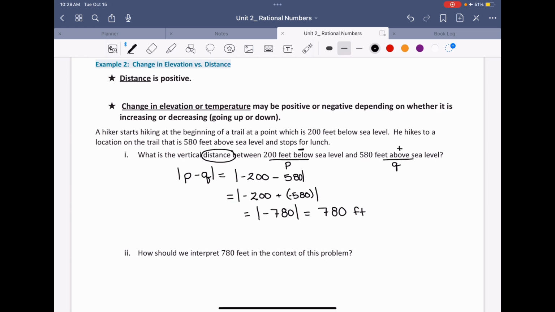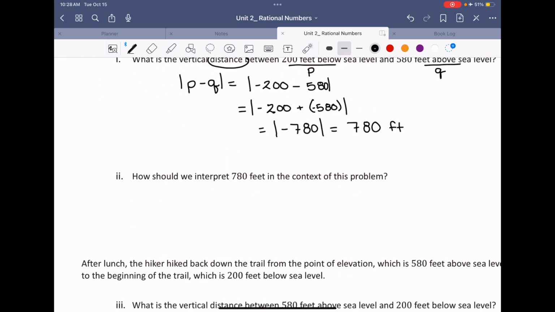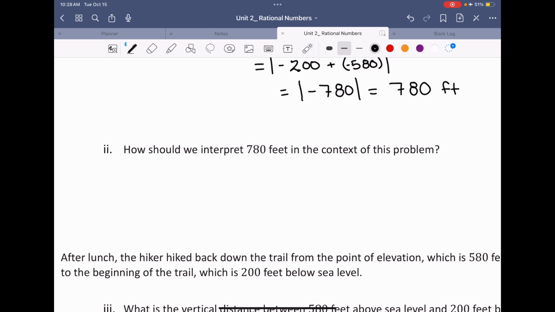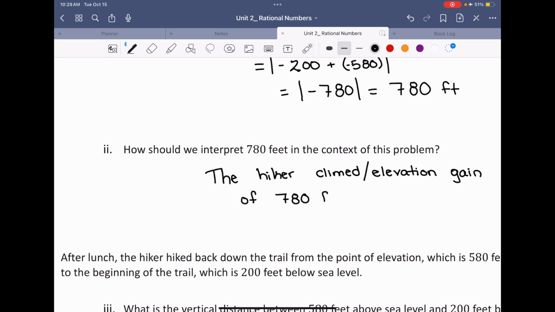So how should we interpret this in the context of the problem? Well, that means if he started at 200 feet below the sea level and got all the way up to 580 feet above, that means he has climbed. So the hiker climbed or had an elevation gain, if anyone's hikers, of 780 feet. And if you have a smartwatch, your smartwatch will actually tell you your elevation gain when you are hiking or even just on a walk.